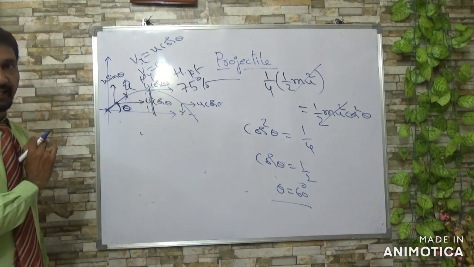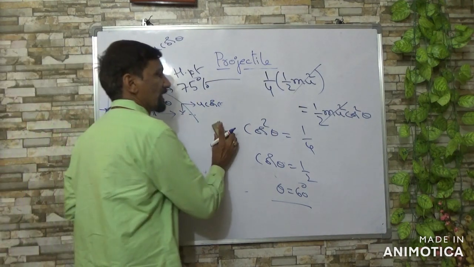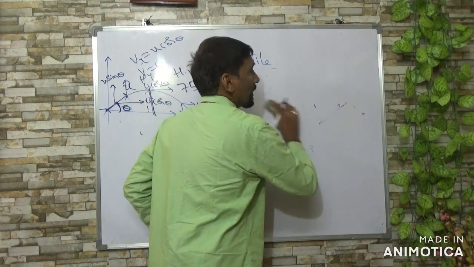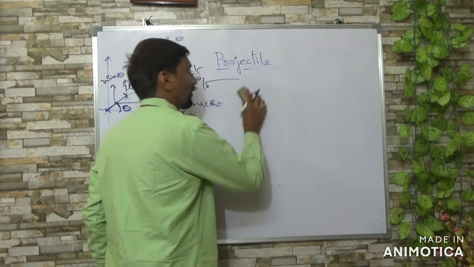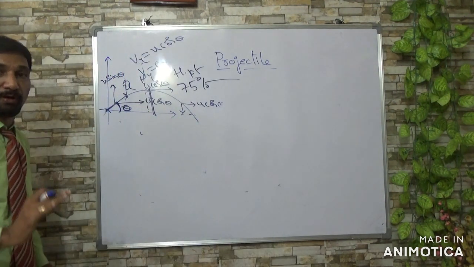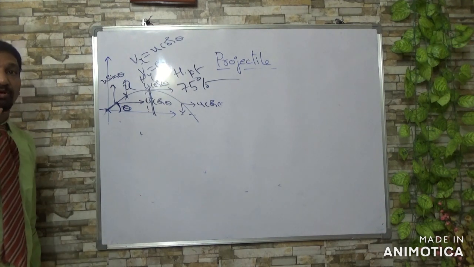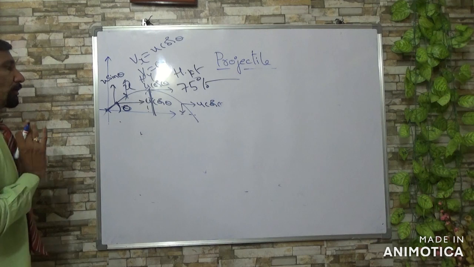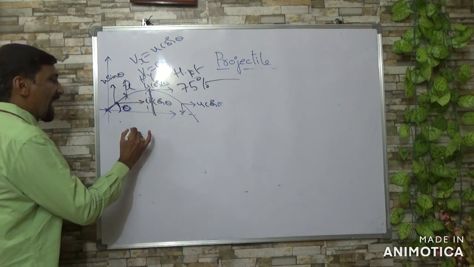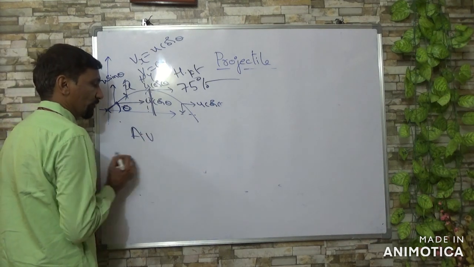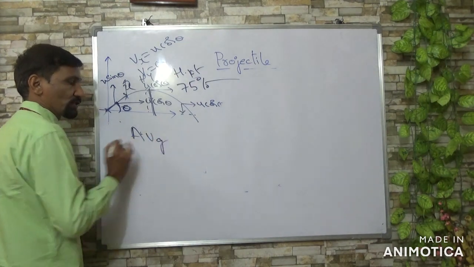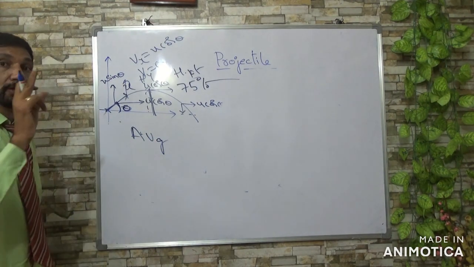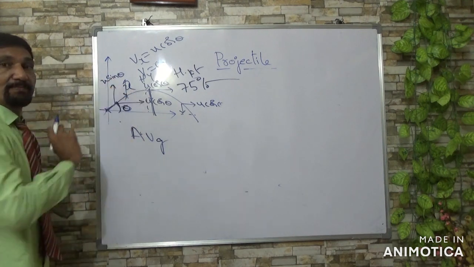maximum height. That is your question. See, I am using only one formula from the beginning. That is, for a projectile, horizontal component of velocity remains constant. Okay, that is my concept. Now what is my question? Average velocity I want to find, from the point of projection till maximum height.